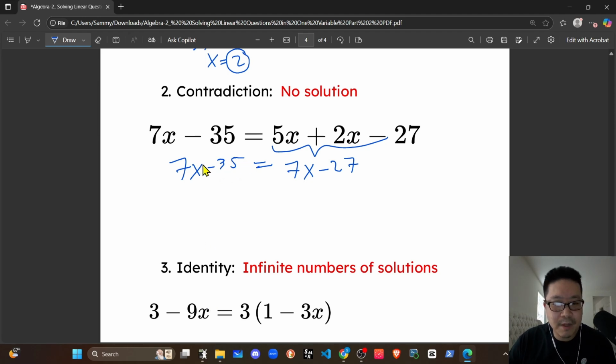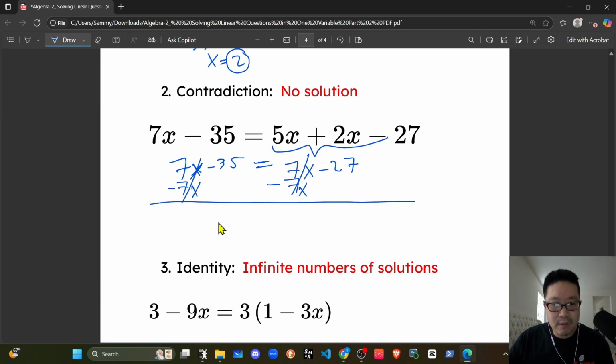Notice we have something interesting going on here. We have 7x on the left side and we have 7x on the right side. So immediately it should ring some alarm bells in your head saying, this is not the regular type of equation that we're used to solving. And you'll see why. So we're going to subtract 7x from both sides.